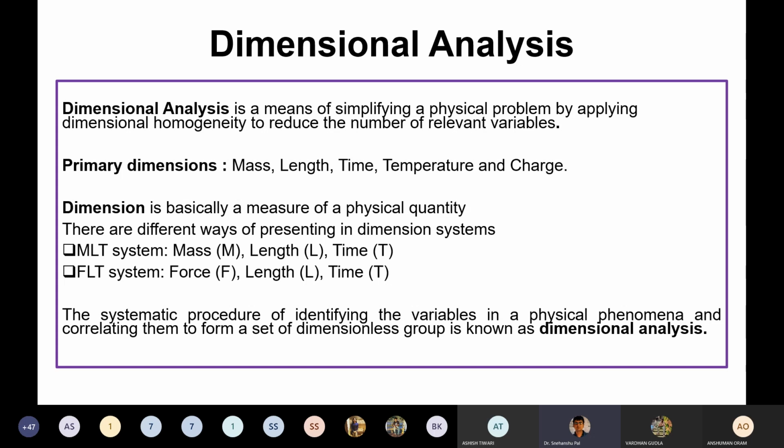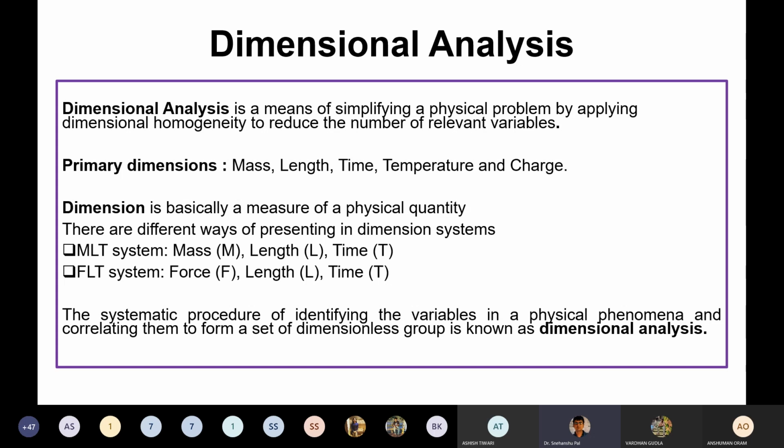If there is an equation with a left hand side and a right hand side, and you reduce it to basic dimensions like the primary dimensions I have written here, mass, length, time, temperature, and charge, and if the powers of the primary dimensions on the left side and the right side of the equation are the same, then you can tell that you have reached dimensional homogeneity.